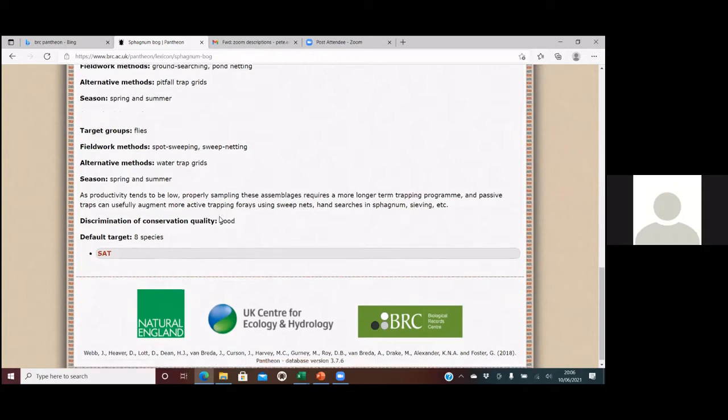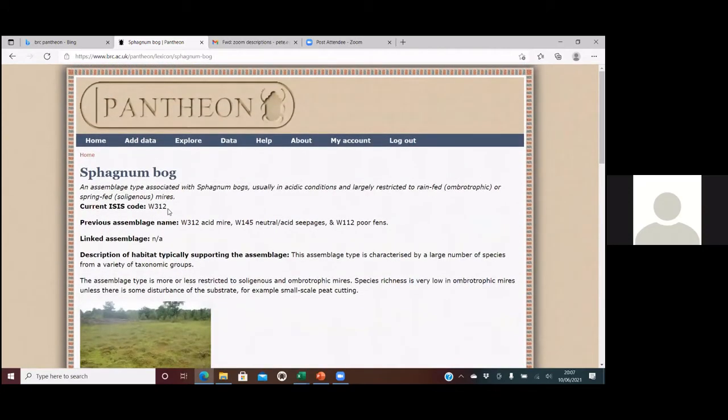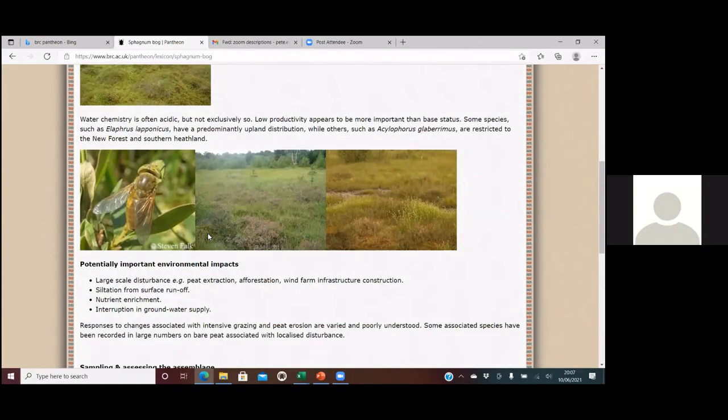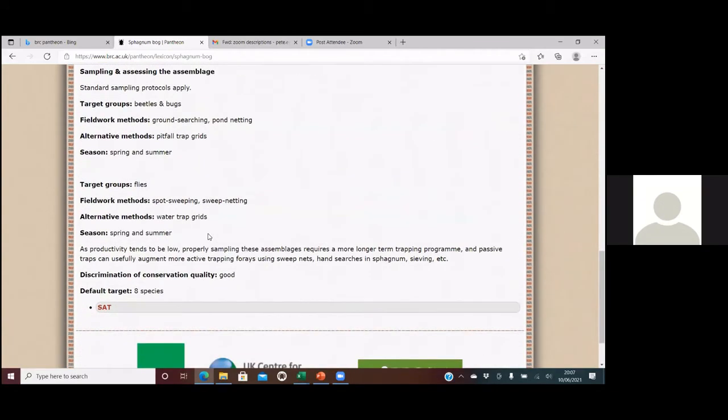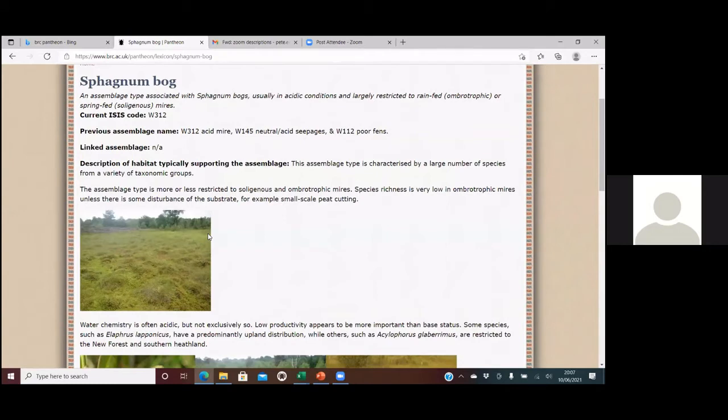And probably most importantly for us at this stage of our introduction to Pantheon, it gives us a target number of species. So we are after 8 SAT species within the Sphagnum Bog W312 assemblage to show that that site is favourable if we use this sort of methodology. So it's a really good help before you start thinking about using Pantheon, to spend a bit of time looking at these and assessing where you're going to be surveying.